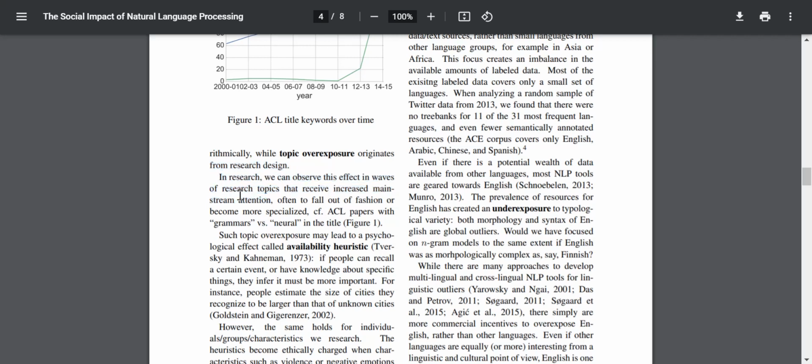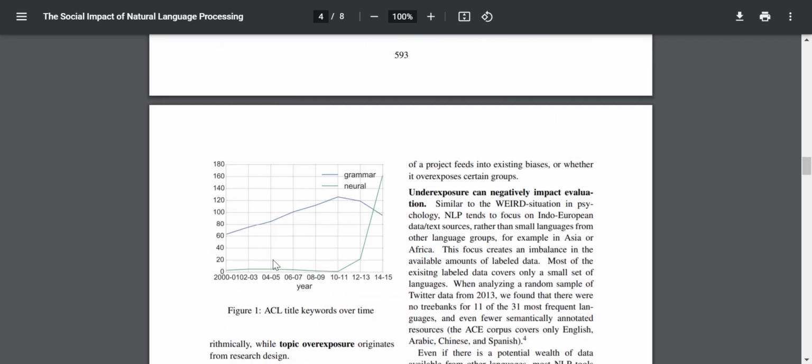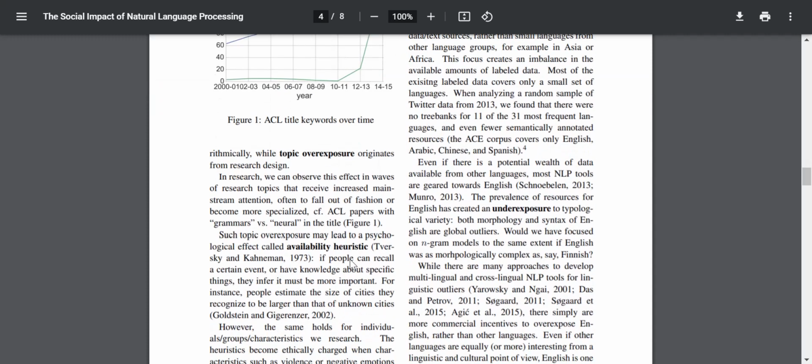Currently, you'll see a lot of work being done in the domain of hate speech, especially recently counter speech, while a couple of years ago, no one was working on it. They often fall out of fashion or become more specialized. Take ACL papers with grammar versus neural in the title. Over the years, you'll see papers with grammar have started to fall, while papers with neural have started to rise, towards the end, as you can see here.